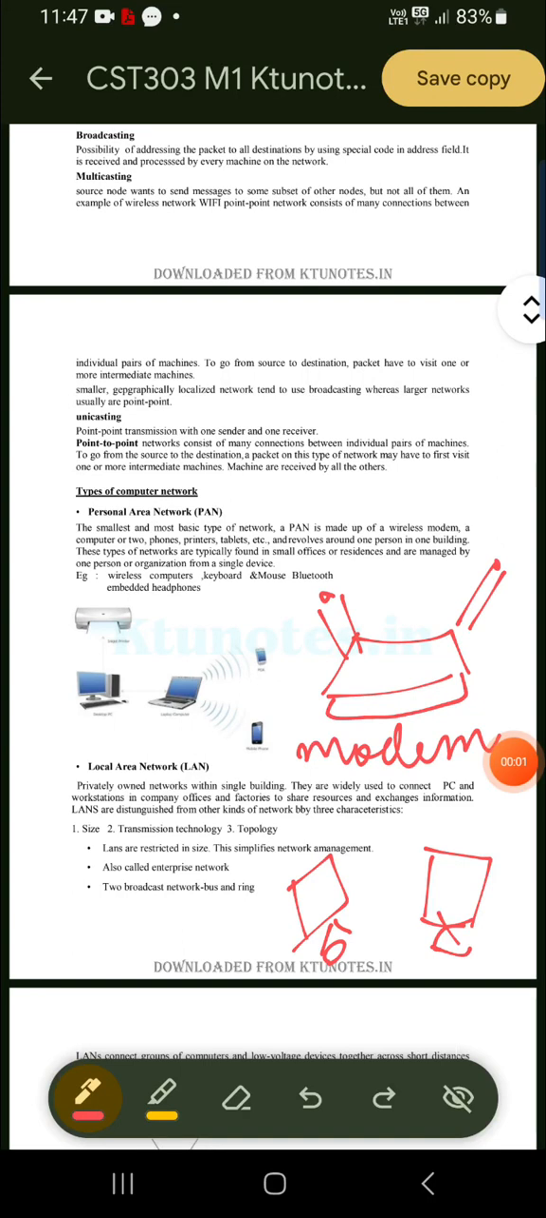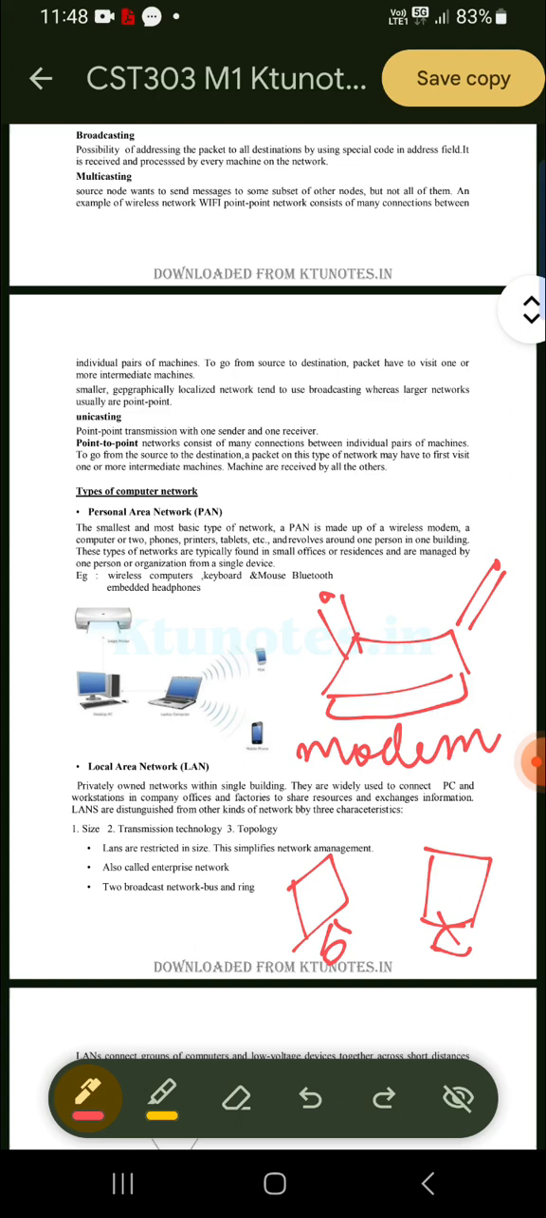So we are moving into the session, the types of computer network based on the scales. Based on the scales, we are dividing the computer networks into PAN, LAN, MAN, WAN, the internet as well. So we are moving into the heading, which is PAN.